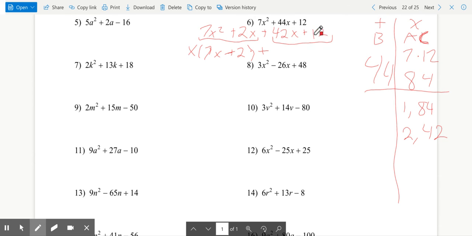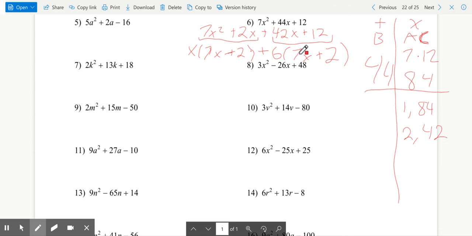So what do 42 and 12 have in common? Well, 42 is 7 times 6. 6 is also a factor of 12, so we can factor out a 6 on both of these. So again, like I said, 7 times 6 is 42. So if I divide this by 6, I'm going to get 7x. And if I divide this by 6, I'm going to get 2.